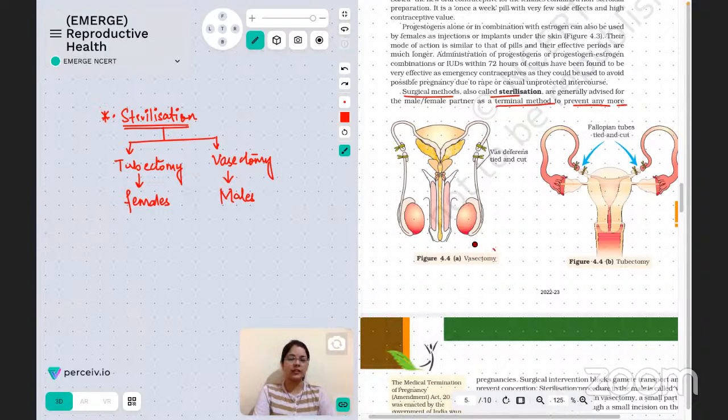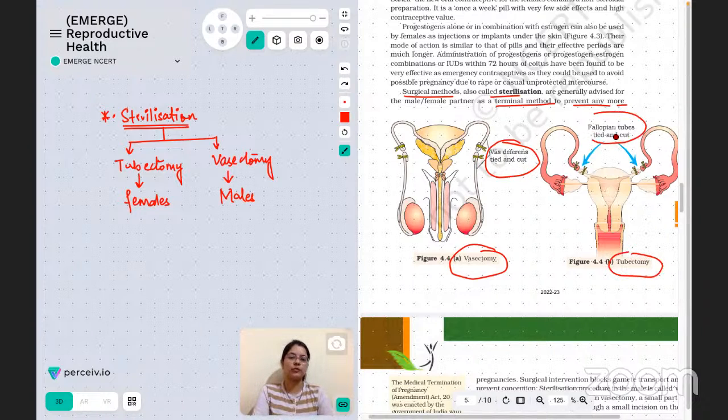So you can see over here vasectomy में आप देख सकते हैं कि इसमें vas deferens को tie करके कट करके tie किया जाता है. All right. And tubectomy के केस में क्या करते हैं कि fallopian tubes जो होते हैं उनको कट करके tie किया जाता है. So that is the difference which is being done.